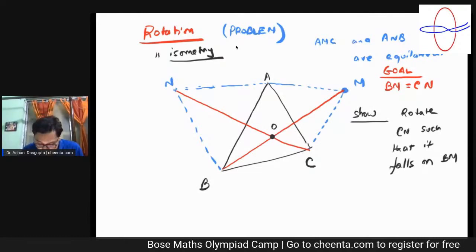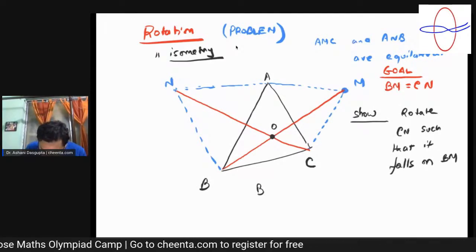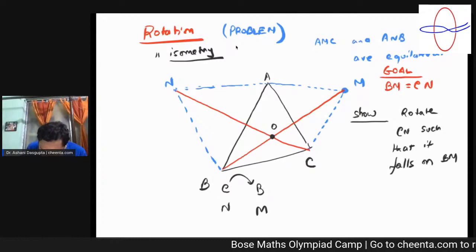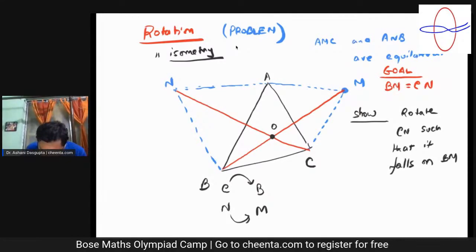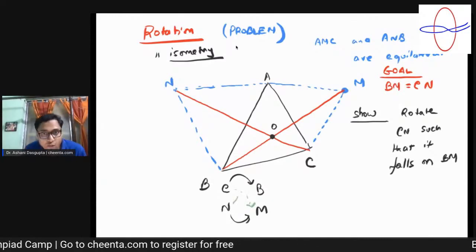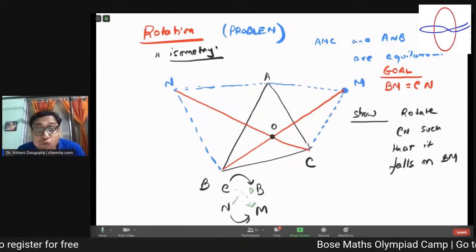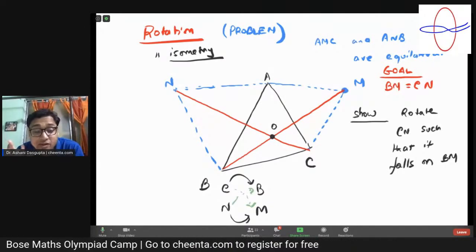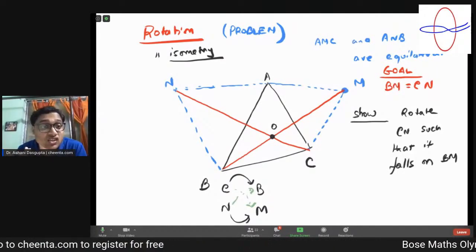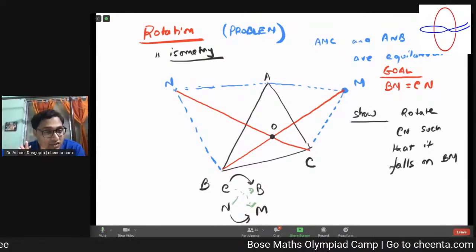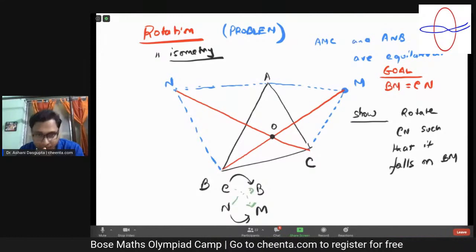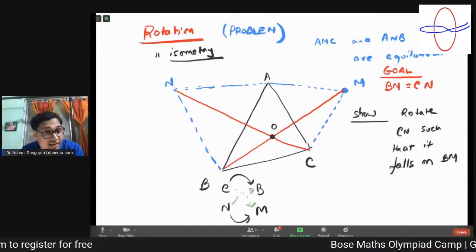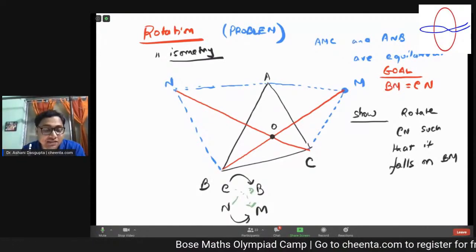Remember, what are you trying to do here? You are trying to send CN to BM. So maybe C goes to B, N goes to M. Or it could be C goes to M, N goes to B. Whatever happens, these points move. These points change their position. The center of rotation is a point which will not change its position, but these points need to change their positions. So you have to be very careful about it.